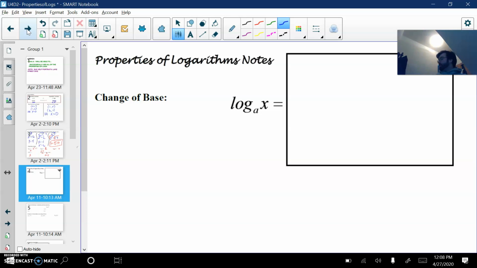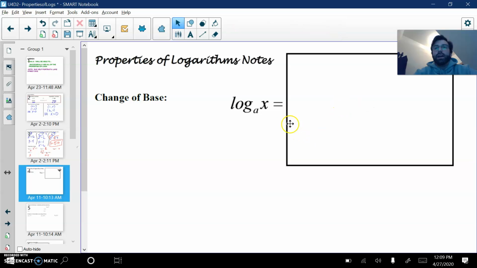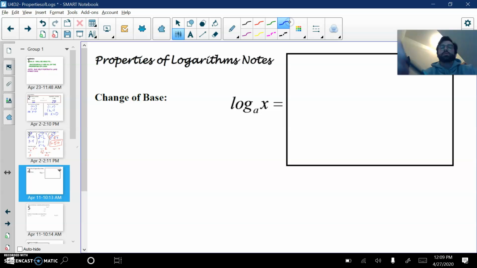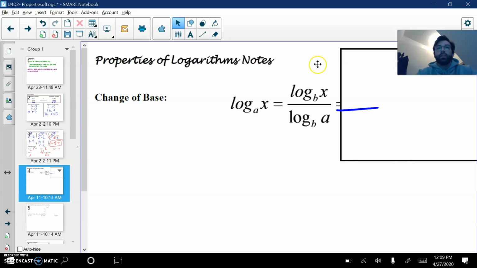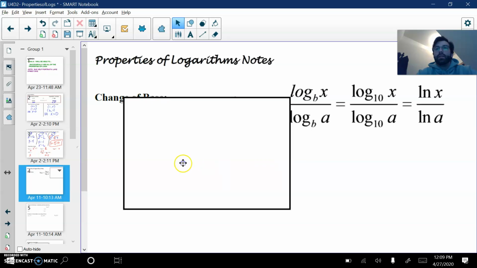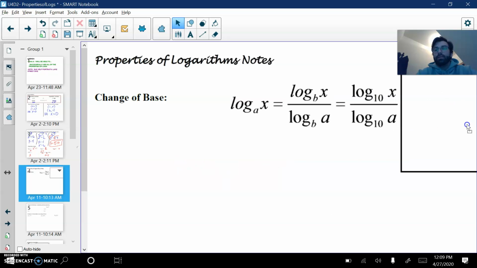Okay, let's talk about some more properties of logs. All right, change of base. If I have log base a of x and I want to plug this into my calculator, a lot of our old school calculators only have log base 10, like my TI-84 Plus here only does log base 10. Some calculators allow you to change a base, but if not, what I'm going to do here is take the log of x divided by the log of a, which is log base 10 of x divided by log of a.